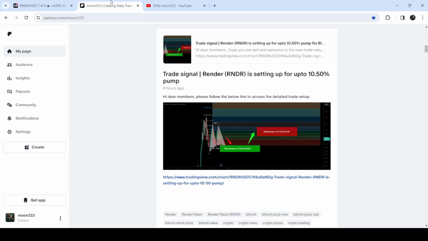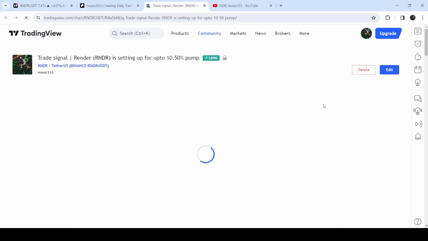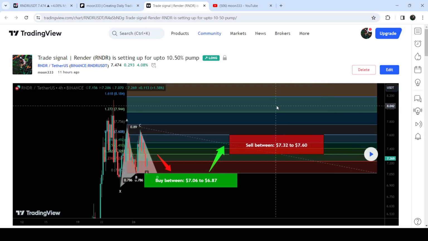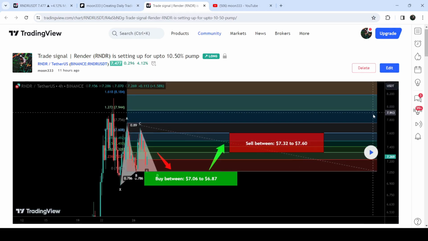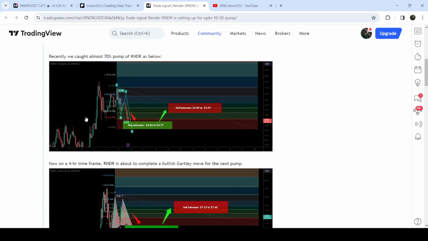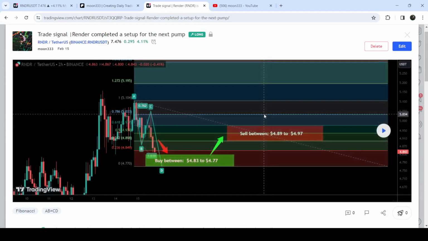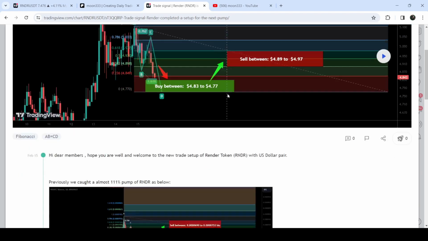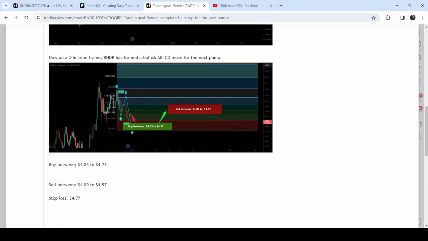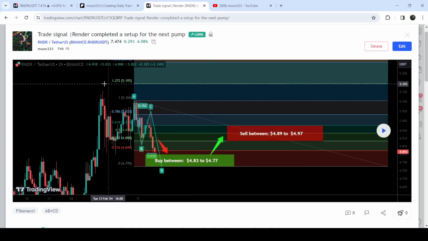Let's start the analysis, and first of all, let me begin with my most recent trade signal for Render that I shared a few hours ago with my members, and this move is still in play. And before that, I shared this harmonic bullish reversal AB equal to CD move on 15th of Feb 2024, a few days ago. And this was the complete trade setup. This was the buying range, the sell target zone, and the stop loss. And by the way, this move was formed on a 2-hour time frame chart with the US dollar pair.